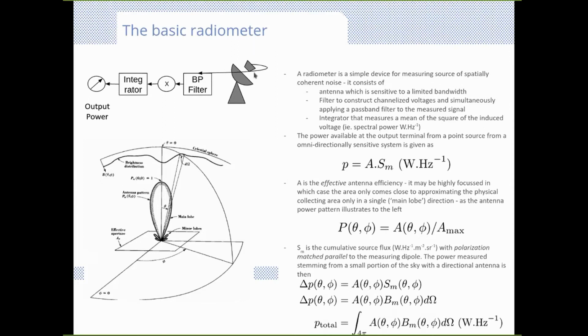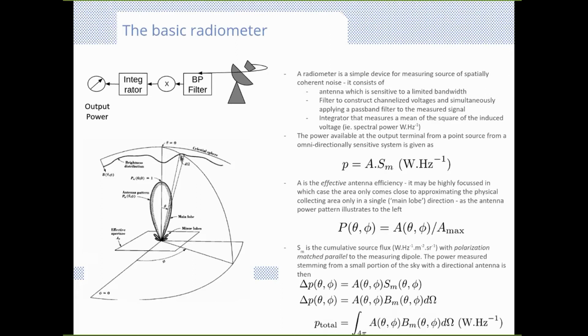Now, as I said, this radiometer measurement device is going to give us an output power. That output power is going to be proportional to the antenna pattern. So in this case, we have an antenna that is perfectly omnidirectionally sensitive, so it's going to be sensitive to any part of the sky. So we have this A term over here. So this is just the antenna response. You can think of that as that. And the source flux density.